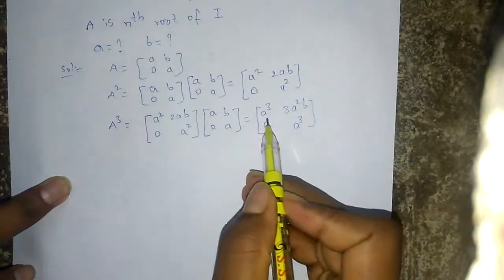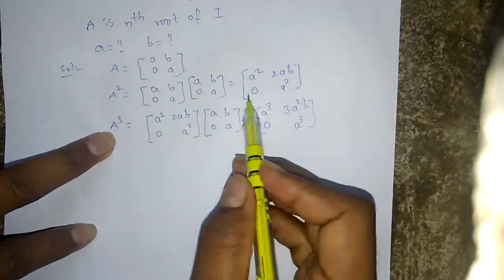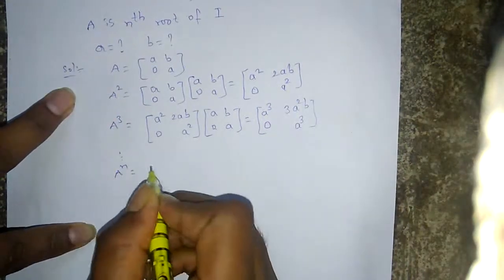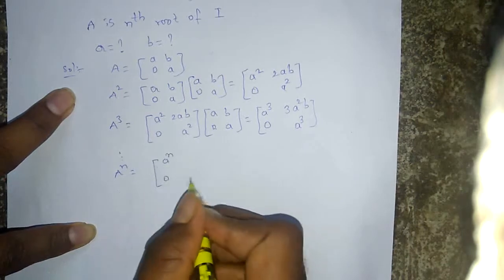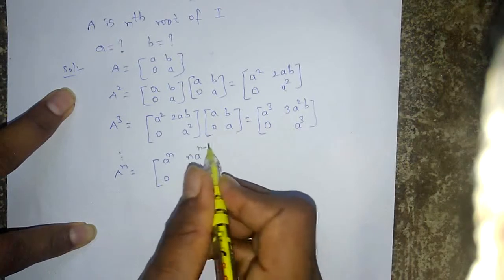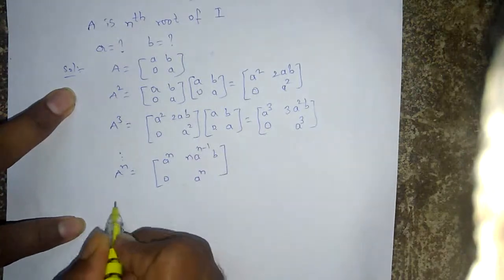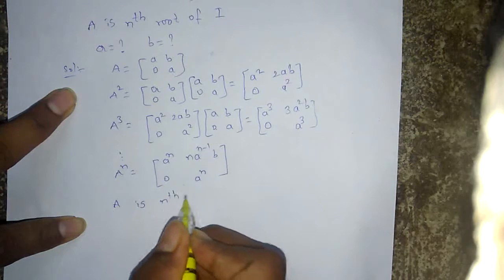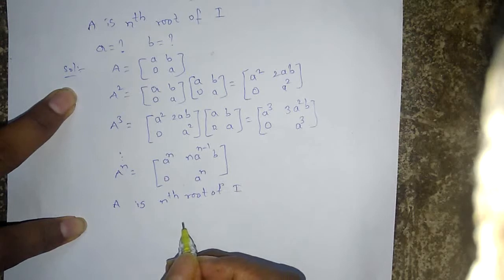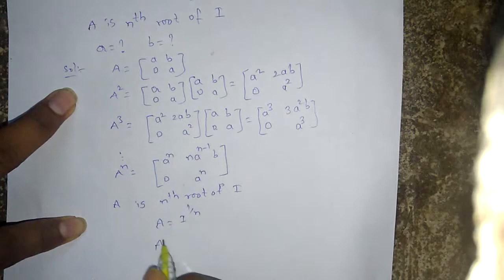So here if you observe, we have a cube, 3a square b, and a square, 2ab. So similarly if you find A to the n, you will get a power n, 0, a power n, and here n a power n minus 1 into b, that you will get. So here given that A is the nth root of I, nth root of I means I power 1 by n, so that is same as A power n is equal to I.